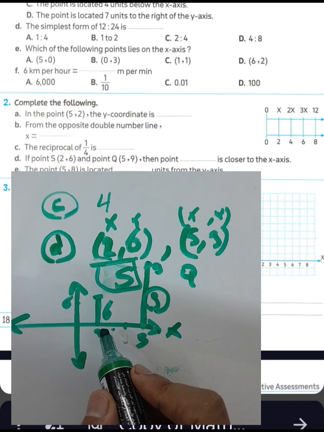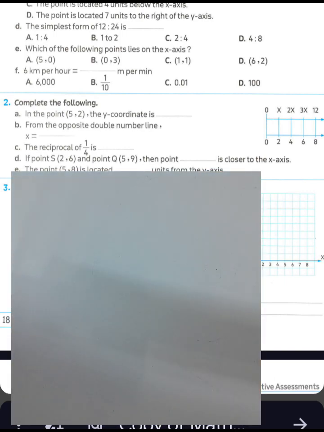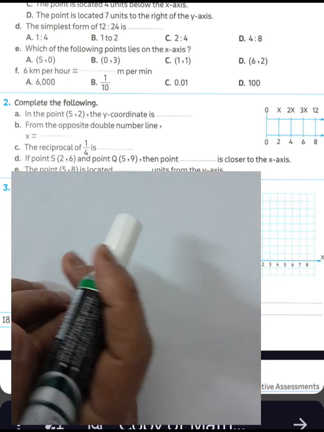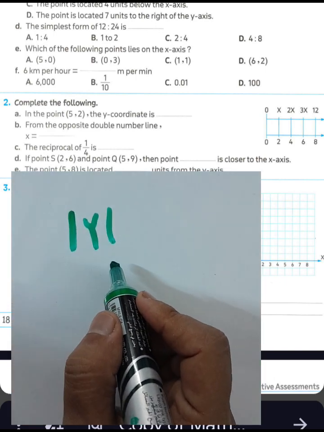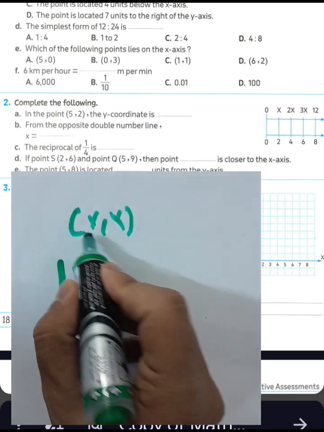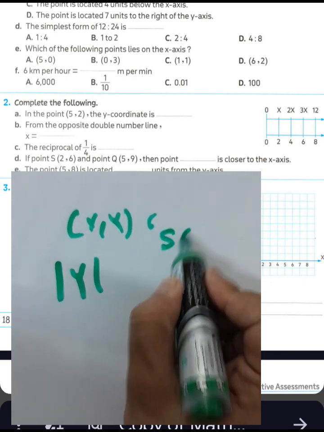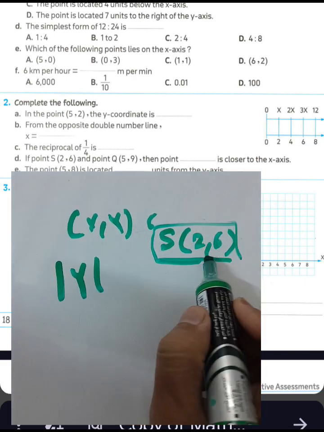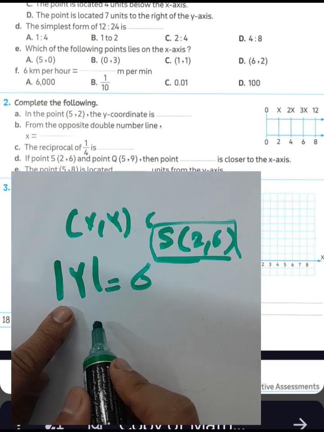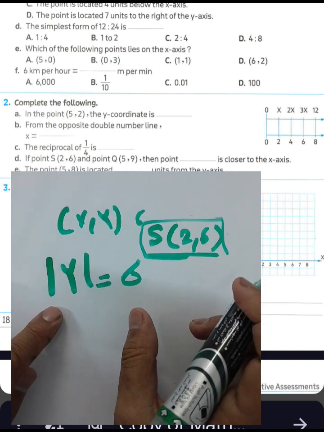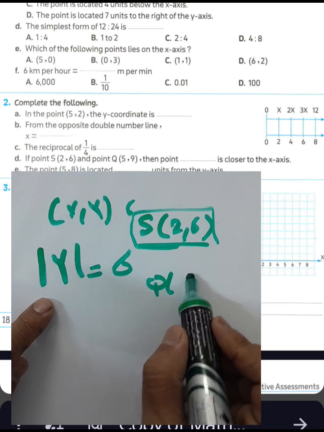Okay, then to compare between 2 points without drawing the graph, look at the y-axis. If you want to find the distance between any point and the x-axis, we must find the absolute value of the second coordinate y. Any point consists of x and y. He gave us the first point, S, which was 2 and 6. We want to find the distance between this point and the x-axis. You must write the absolute value of y. It will be 6.